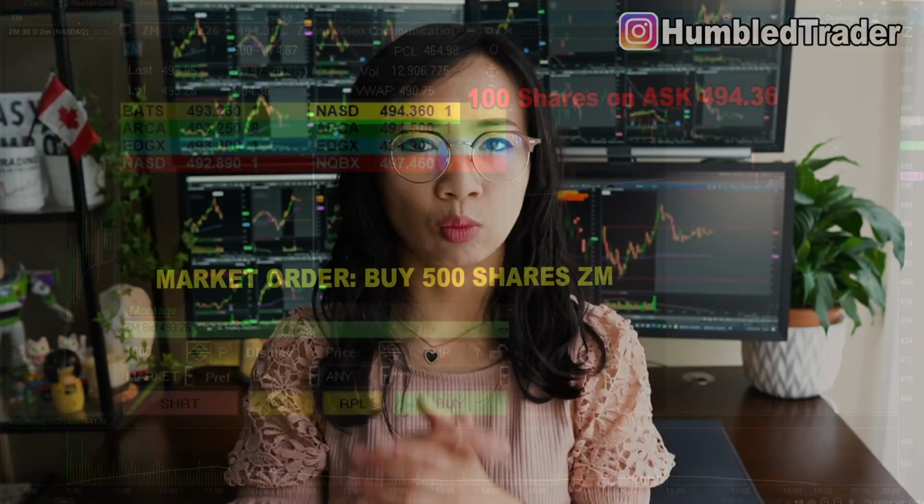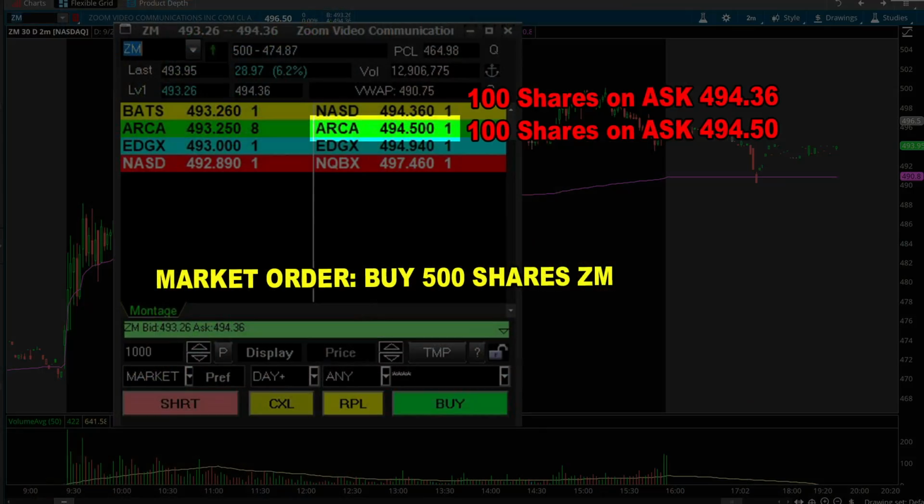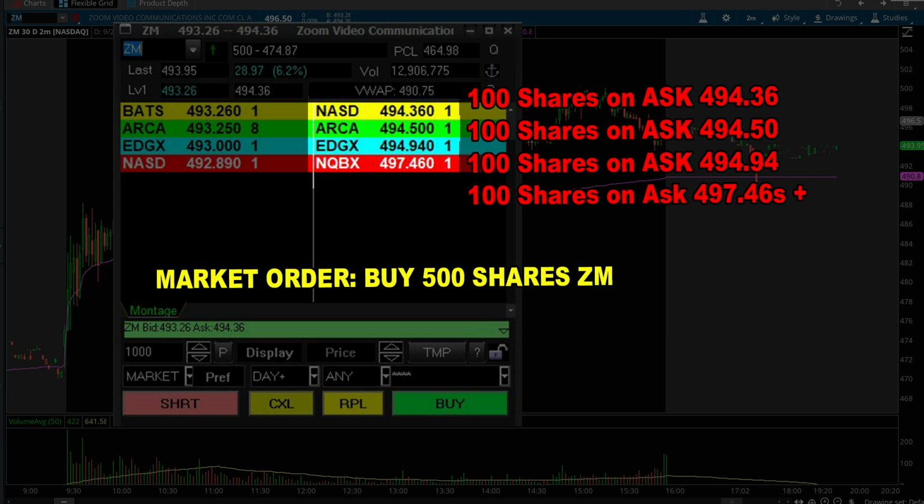Since the seller on the top ask only has 100 shares to sell, you'll get the first 100 shares filled at $494.36. And the next 400 out of your 500 share buy order will fill at the next available prices on the ask. So in this case, your next 400 shares will fill some at $494.50, $494.94, and so on and so forth. So you can see that market orders are not really suitable for thinly traded stocks like Zoom.